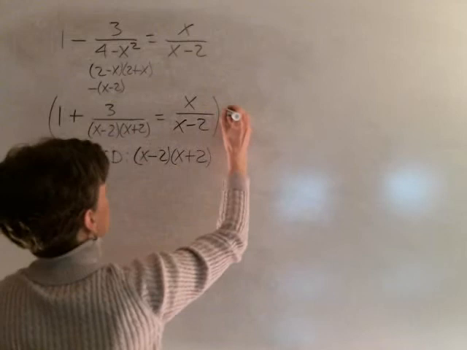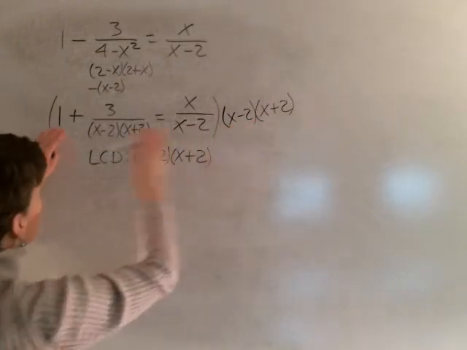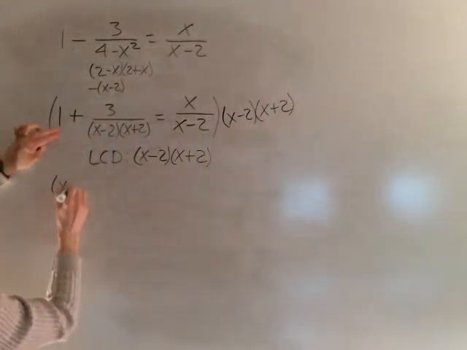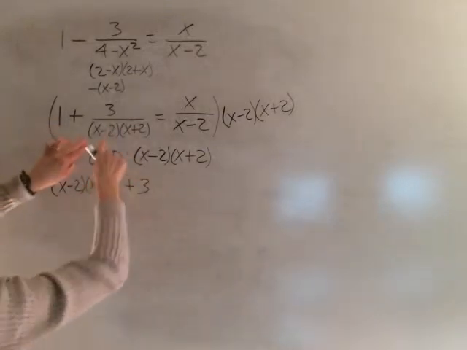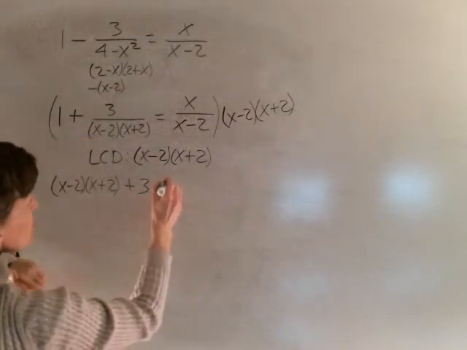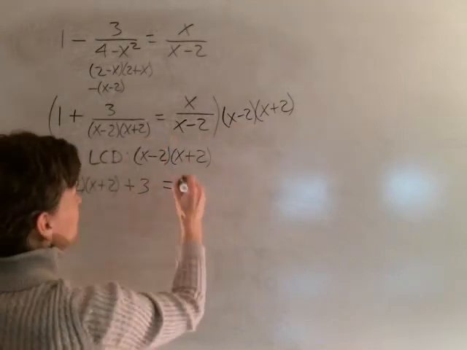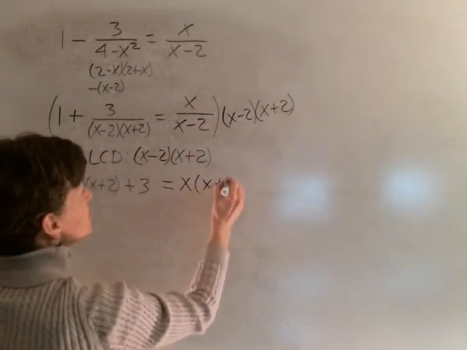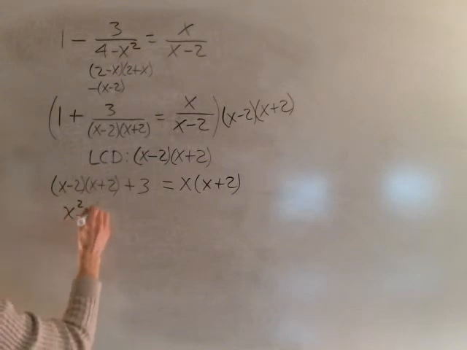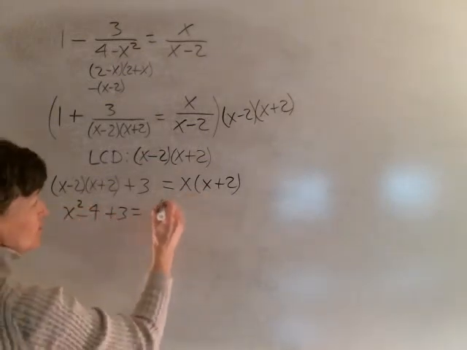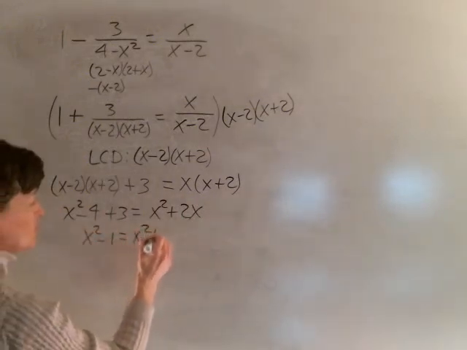All right, multiply the entire equation by x minus 2 times x plus 2. And when I multiply 1 times that, there's nothing to cancel, so I've got x minus 2 times x plus 2. Then, with my 3, everything cancels, so I don't multiply 3 by anything. And then when I multiply x over x minus 2 times this, the x minus 2's cancel, and I just have my x times x plus 2 because it does not cancel. All right, we multiply this out and we get x squared minus 4 plus 3 equals x squared plus 2x. This is x squared minus 1 equals x squared plus 2x.